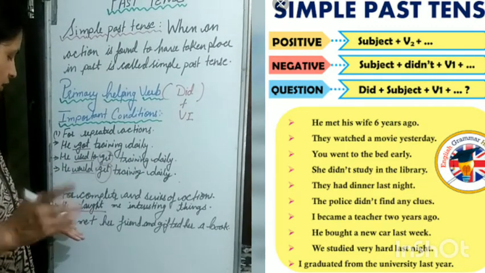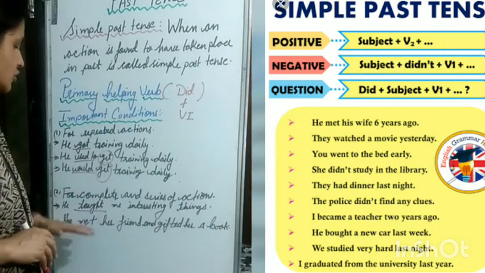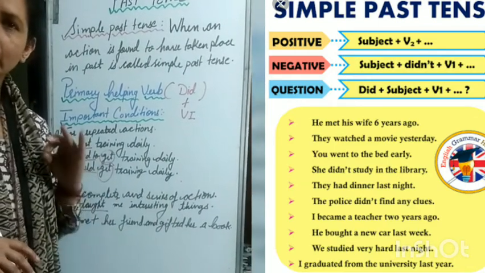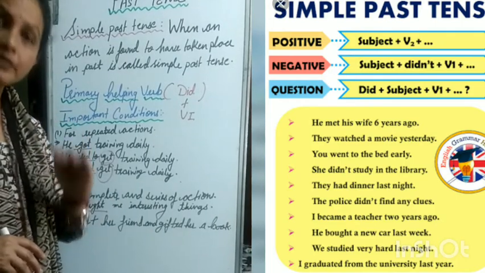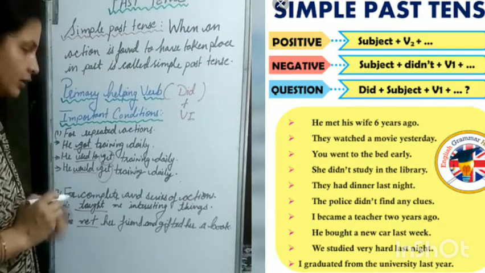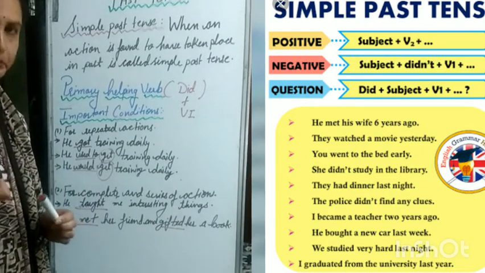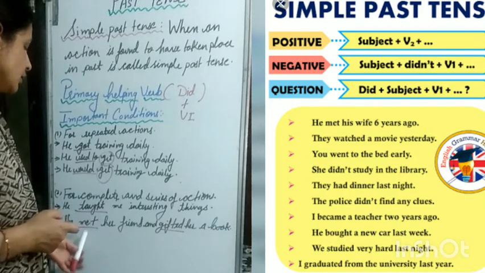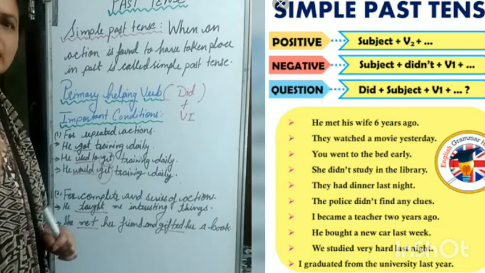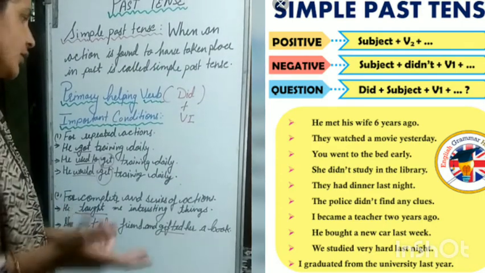Second example, she met her friend and gifted her a book. So first she met her friend and after that she gifted her a book. So this sentence is giving us idea of series of action. First she met her friend and then gifted. Both are written in second form of verb. This met is second form of meet, and this gifted is second form of gift. So here we have two actions, we can say series of action.